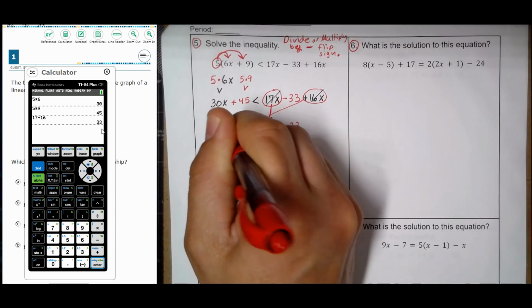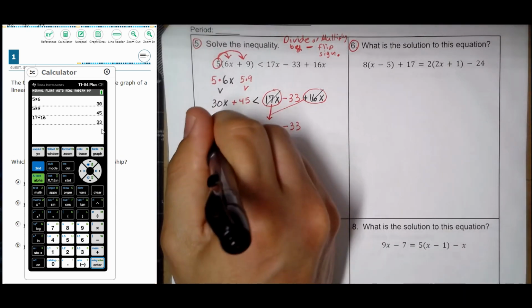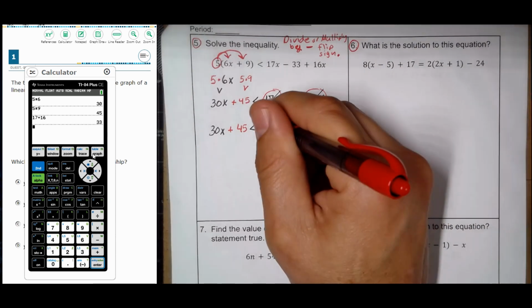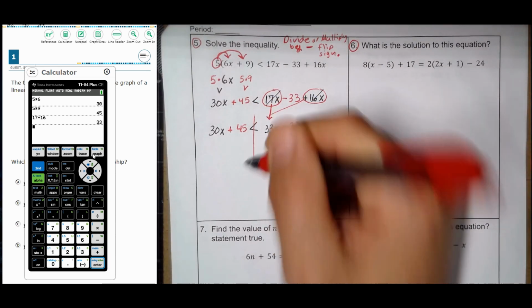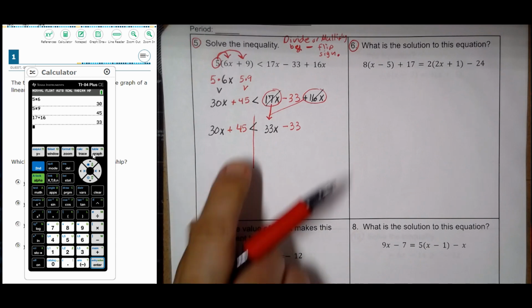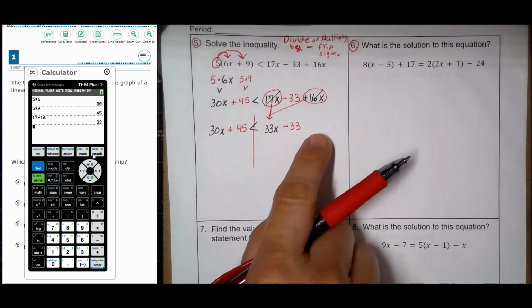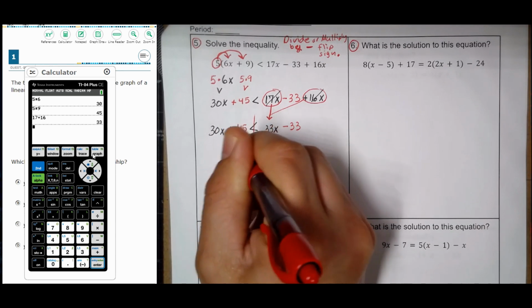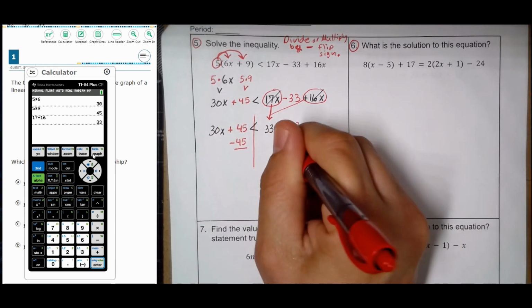That's positive. And my 30x. That's positive. All right. So now we're back to a simpler type problem. I'm going to go ahead and draw my line through my inequality symbol, treating it like an equal sign. And I'm going to start by moving my constant value of 45 to the right side. Now that's a positive 45, so we're simply going to subtract it, which is the inverse operation.